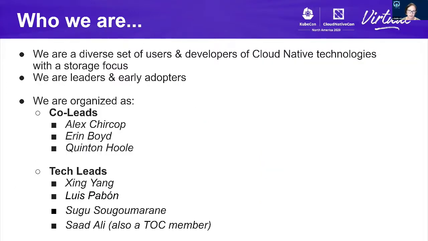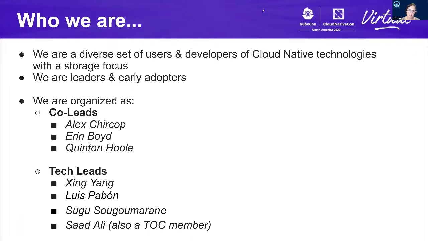So who is on the storage SIG? What is it comprised of? I would say currently the participants within the CNCF storage SIG are a very diverse group of both users and developers of cloud native technologies. And we all have a strong storage focus. And we're all leaders and early adopters. Many of us have been involved in Kubernetes since the beginning and have seen the progression of how storage has changed from being a technology where we pre-provisioned volumes and connected to them, to dynamically provisioning.